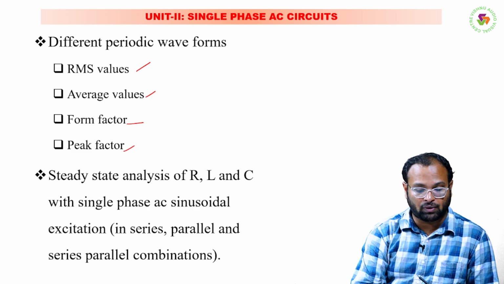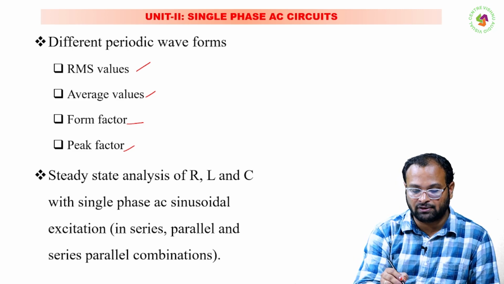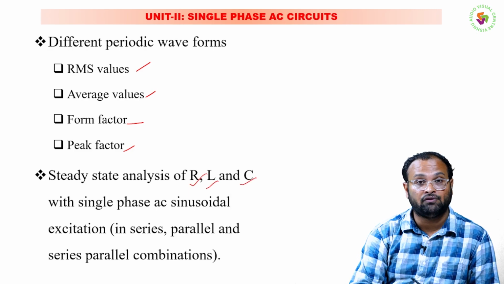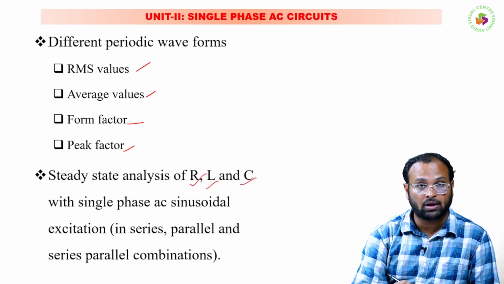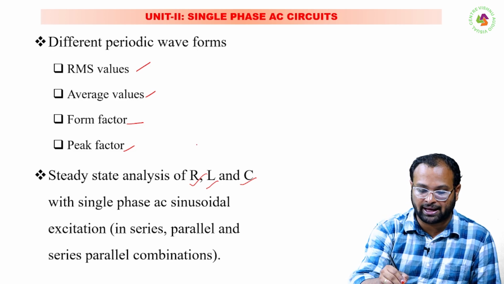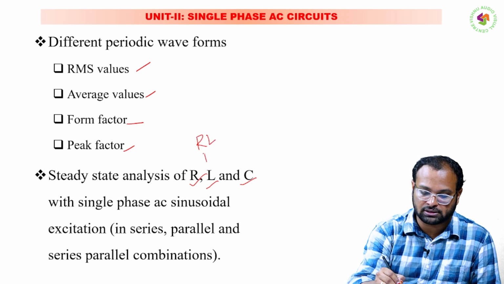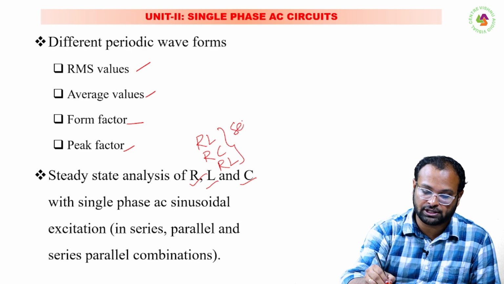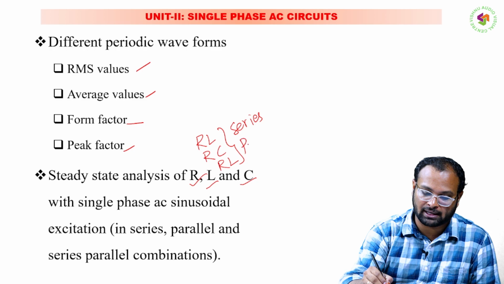And then we will see the steady state analysis of the passive elements we saw in the first chapter, resistor, inductor and capacitor, with this single phase AC input, and the combinations of these: RL series combination, RC series combination, RLC series combination and parallel combinations. These two combinations we will see, how series combinations act and how parallel combinations act.